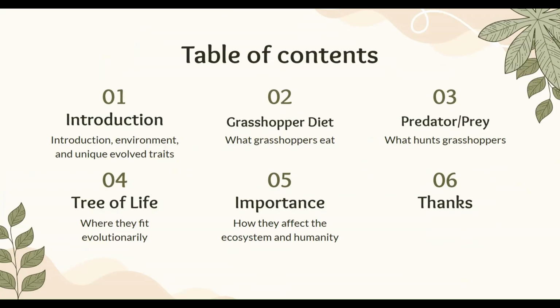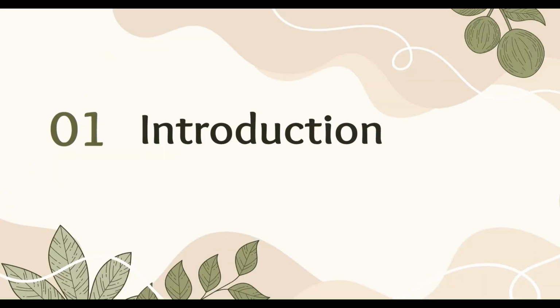So, this is our table of contents, what I'm going to be going over. There's going to be the introduction, the environment, and unique evolved traits first. And then I'm going to talk about the grasshopper diet. And then I'm going to talk about the predator prey relationship, followed by the tree of life and its importance to the ecosystem and humanity.